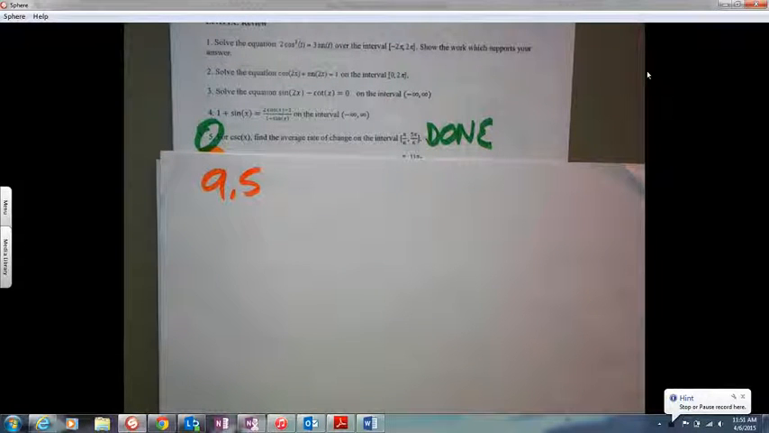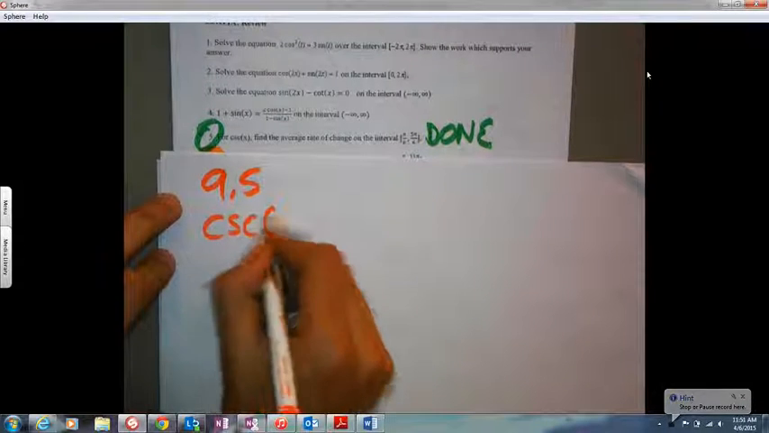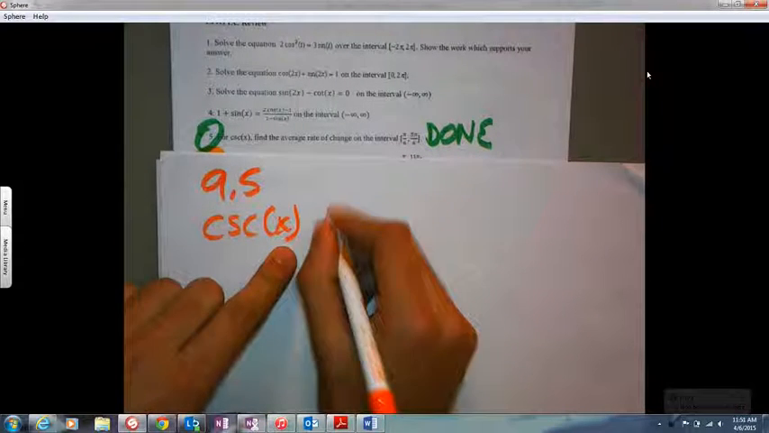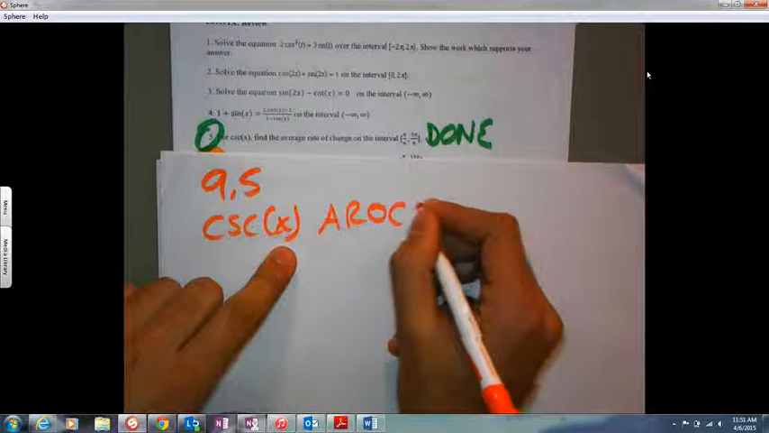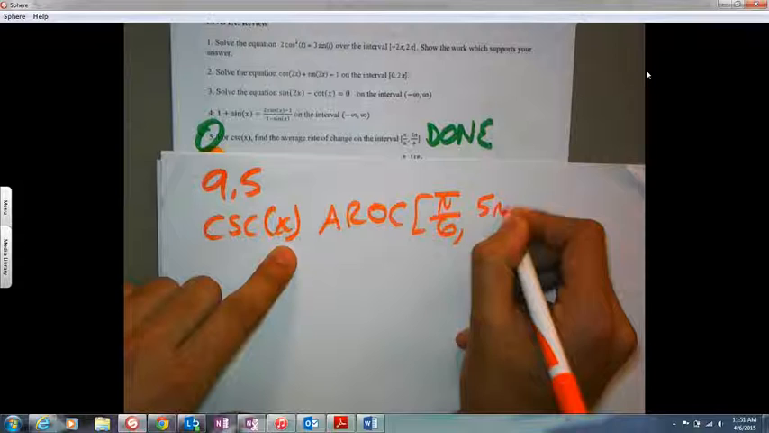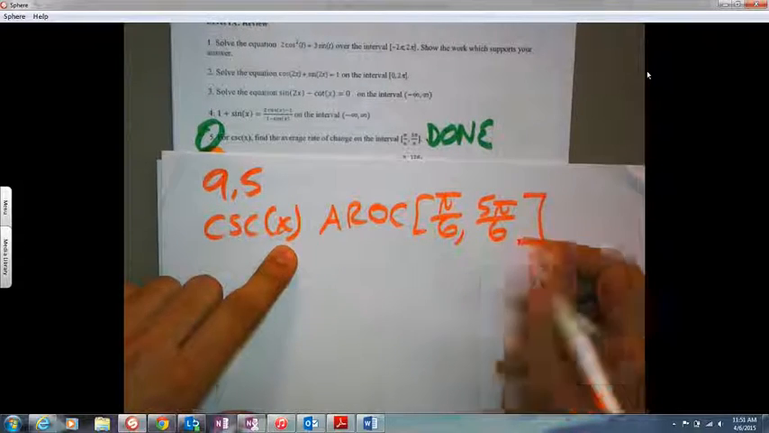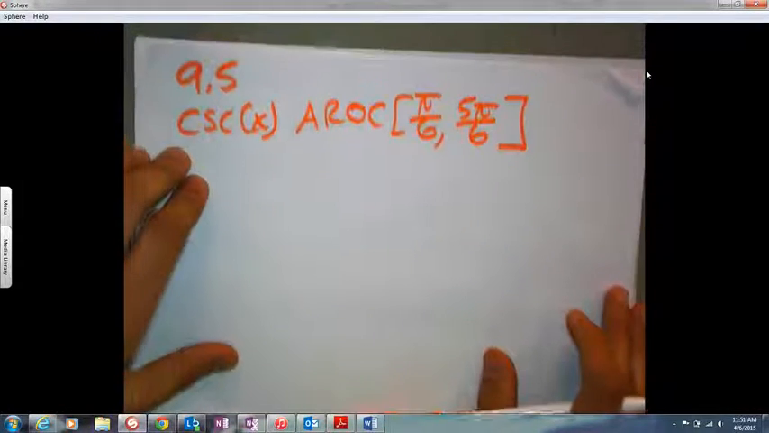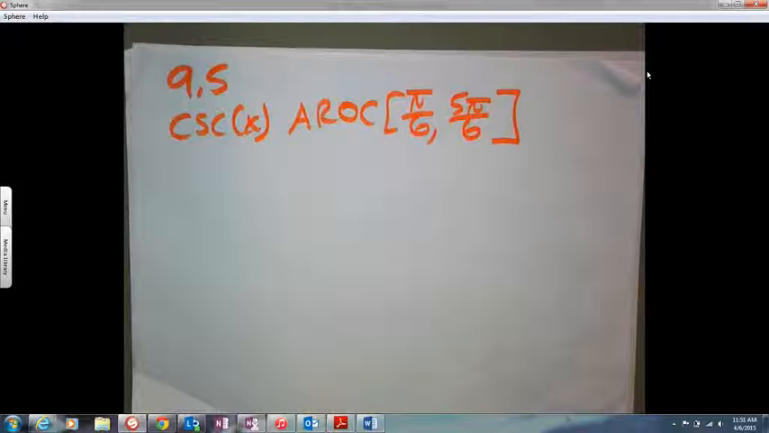Alright, so on 9.5, it's asking us to find the cosecant of x, find the average rate of change from pi over 6 to 5 pi over 6. So this is number 5, level 9 on page 12. So, Jonathan, what's the formula for average rate of change?